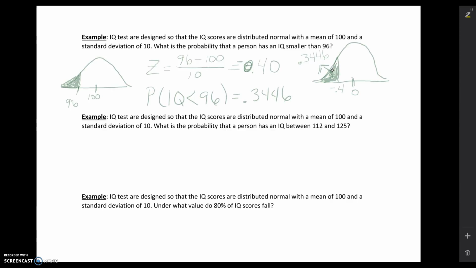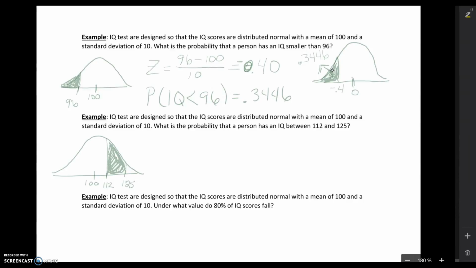All right, let's look at the next one. The next one says, we're interested in the probability that a person has an IQ between 2 numbers. So how could we do this one? We'll start out by drawing our picture. Again, IQs are centered at 100, but we're interested in the area between 112 and 125. So now we've got 2 variables that we're going to have to standardize. So let's do them separately.